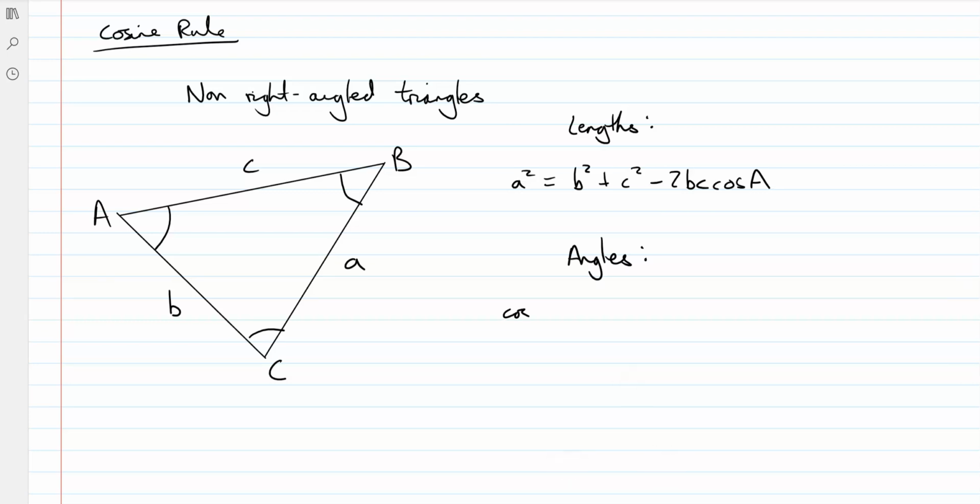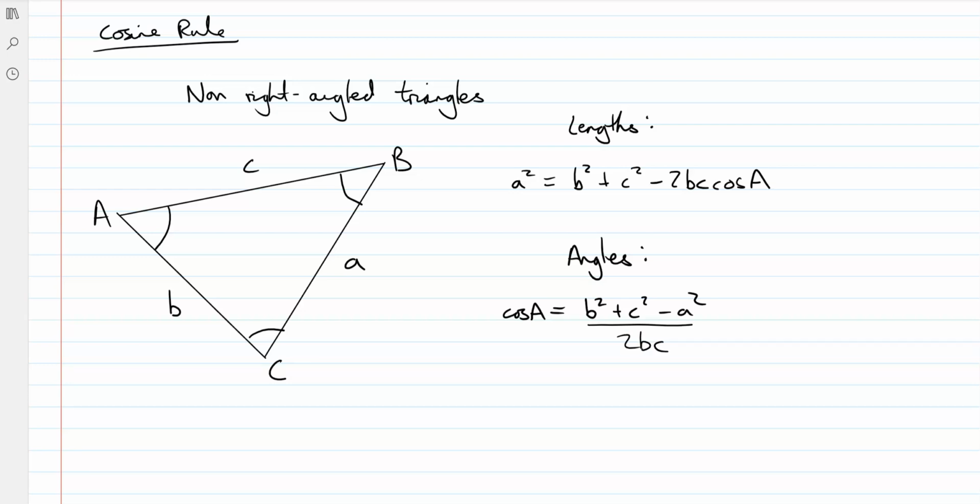But if we rearrange this, in fact, if you're feeling bold, have a go at rearranging it yourself, so you can see if you can get to this. You should be able to do it. But cos A will be b squared plus c squared minus a squared all over 2bc.